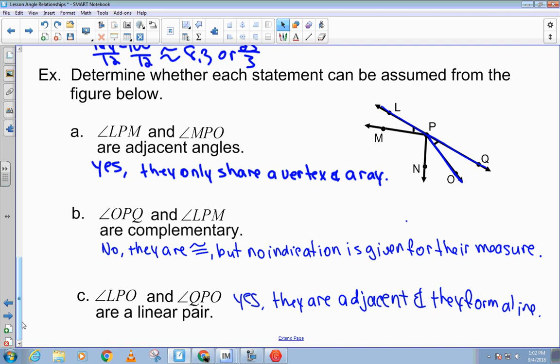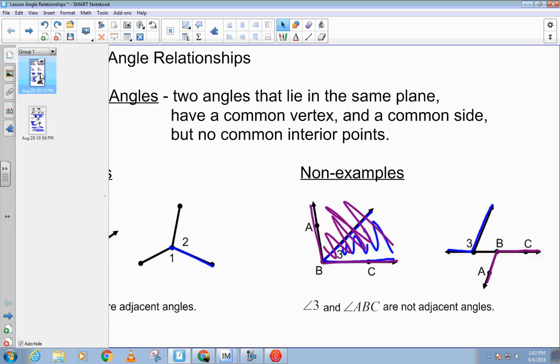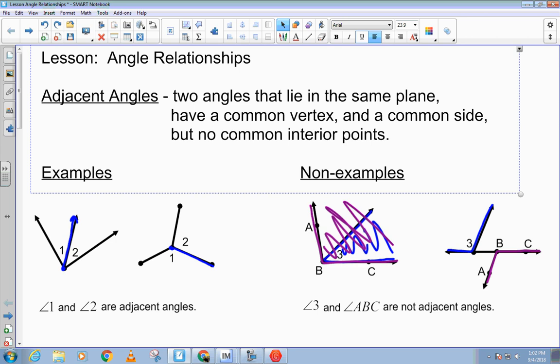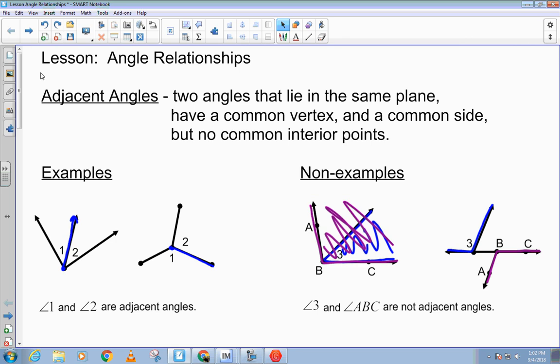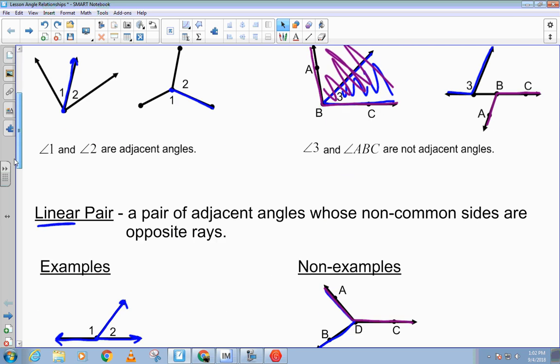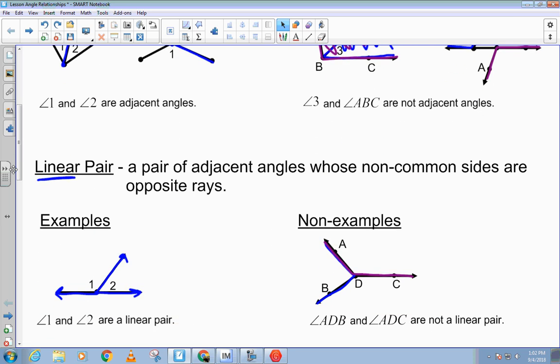So we talked about adjacent, they're neighbors, right? They share a ray and a vertex, but that's it. They don't overlap each other. They're right next to each other. If I say the word linear pair, this picture right here should pop into your mind. And then you should say, okay, if they're a linear pair, they add together to equal 180. If they add together to equal 180, that means they are supplementary, yes? Okay, so you should know that.